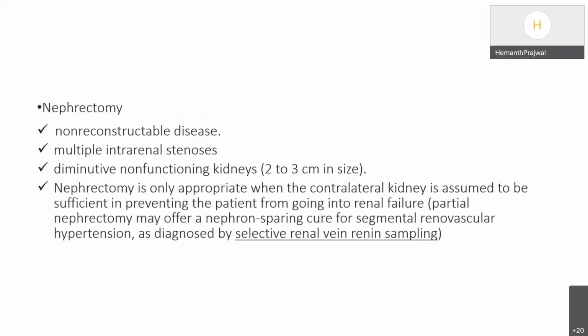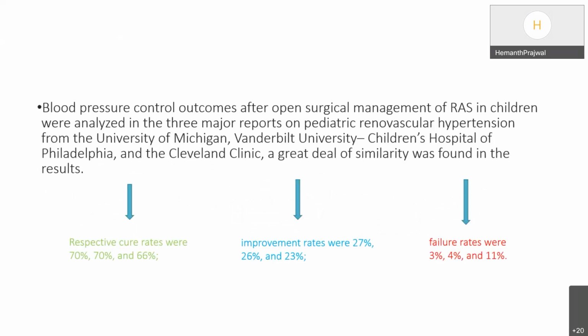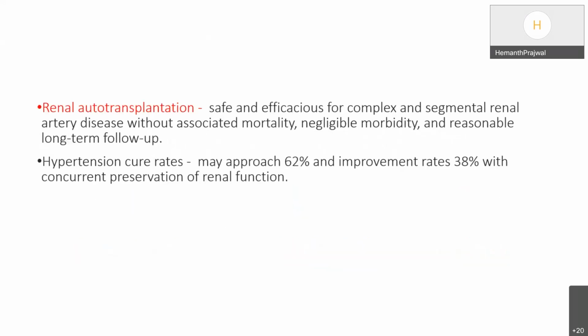And if the scenario is such, a partial nephrectomy may offer a nephron-sparing cure for segmental renovascular hypertension, and this can be diagnosed by selective renal vein renin sampling. Blood pressure control outcomes after the open surgical management in these children were analyzed at three major institutes, which being University of Michigan, Vanderbilt University, and the Cleveland Clinic. And in all these studies, the respective cure rates were close to 70%. The improvement rates were around 25%, and the failure rates were between 3 to 11%.